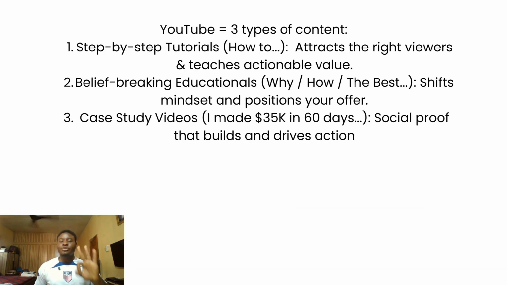So for YouTube, you need 3 content types: step-by-step tutorials, which attract the right viewers and teach actionable value. So something they can do step by step. For example, how to groom a dog, how to lose 20 pounds in 30 days, how to get a girlfriend. Basically very simple how-to videos that you know your audience is searching for.